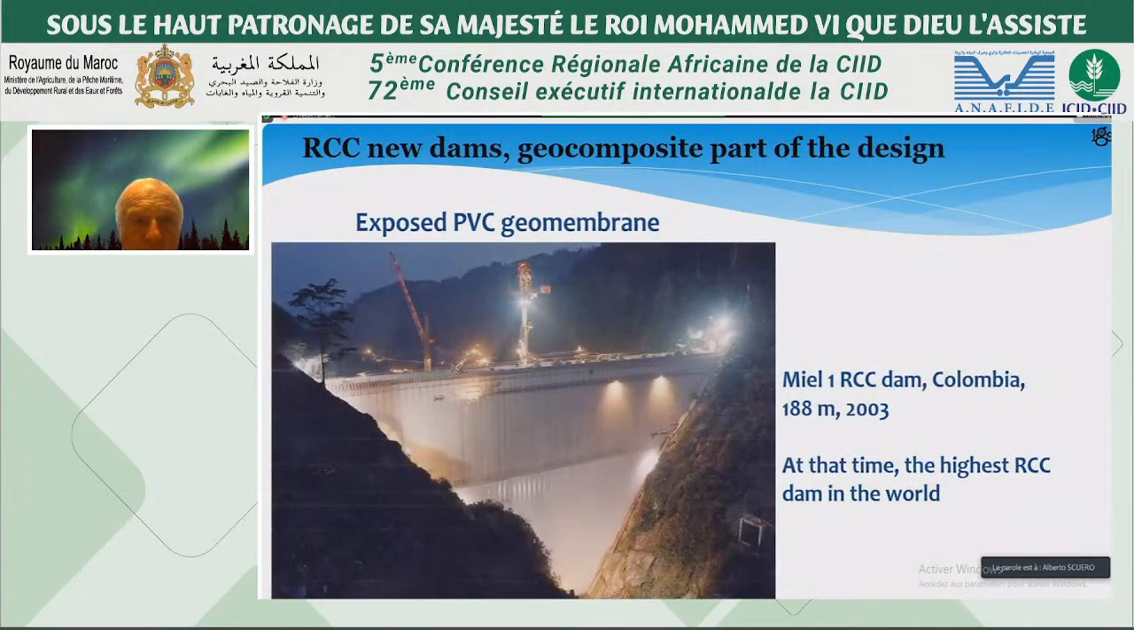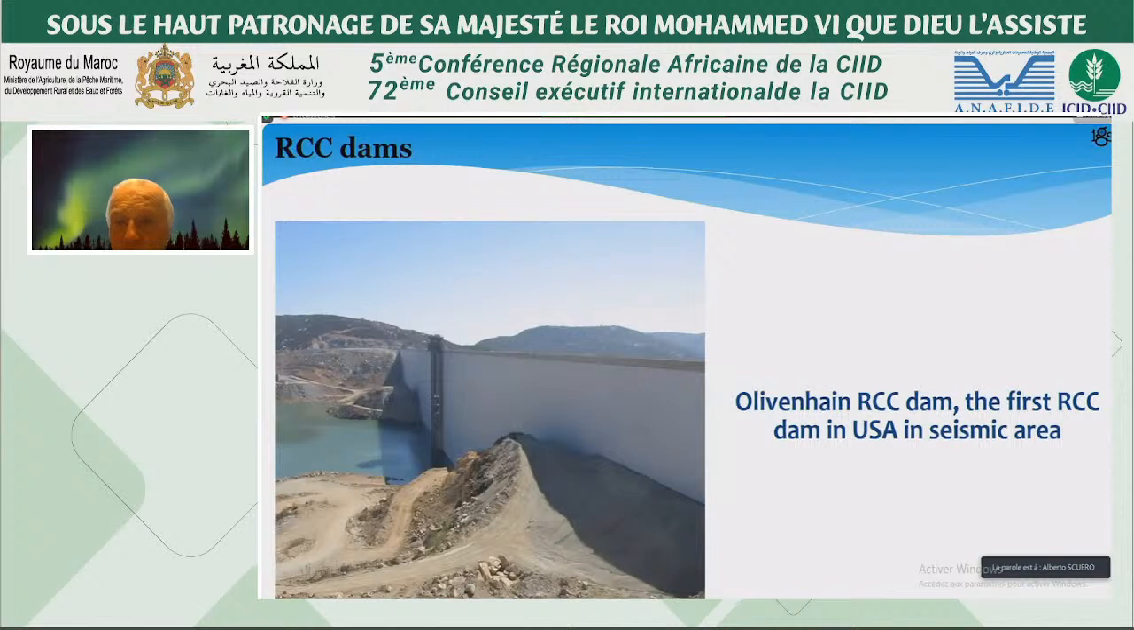If they have been used in a new RCC dam as part of the design, we have a Miel 1 RCC dam in Colombia, 188 meters high, at the time the highest RCC dam in the world. Or Olivenhain RCC dam, the first RCC dam in the United States, built in a seismic area in the San Diego region.